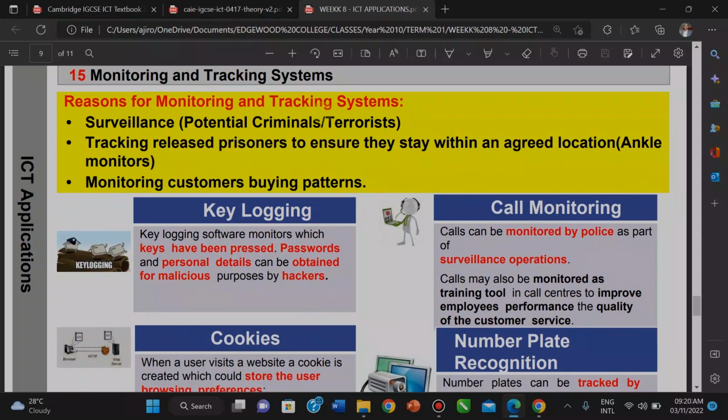We want to monitor, we want to track because of surveillance. And why are we surveilling? Potential criminals, terrorism, and the likes of that, right?